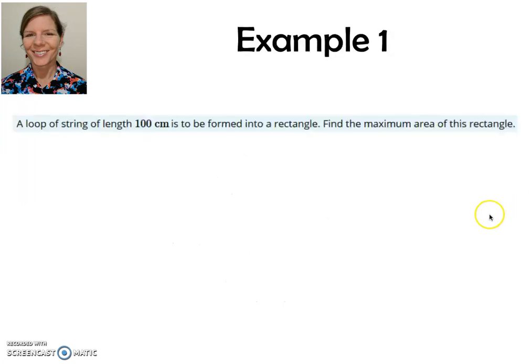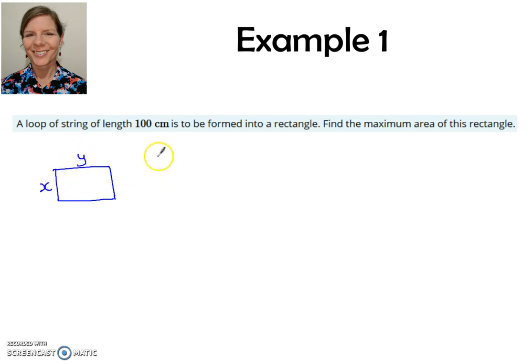So the first example, it's pretty straightforward. We've got a loop of a string of length 100 centimeters. We want to form it into a rectangle, and then find the maximum area of this rectangle. Okay, so a good idea is always to draw a diagram first. Okay, and we need to designate some variables. So if we just call it x and y.